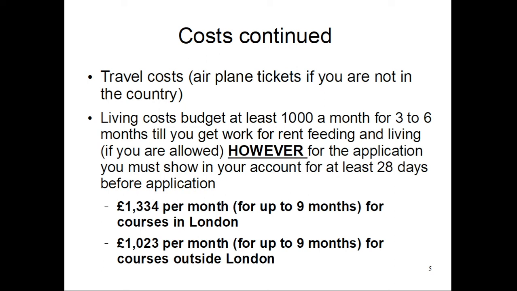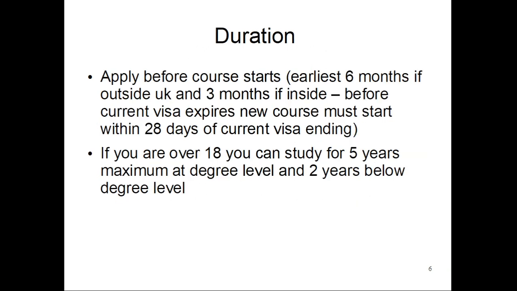1,334 per month for up to 9 months for courses in London, and 1,023 per month for 9 months for courses outside of London. In essence, if you're in London, hold like 12 to 15 grand, and if you are outside London, hold 10 to 12 grand. I'm making these calculations off the top of my head, not with a calculator. But generally, the living cost is what you would live on until you are able to work. That is if you are allowed to work.